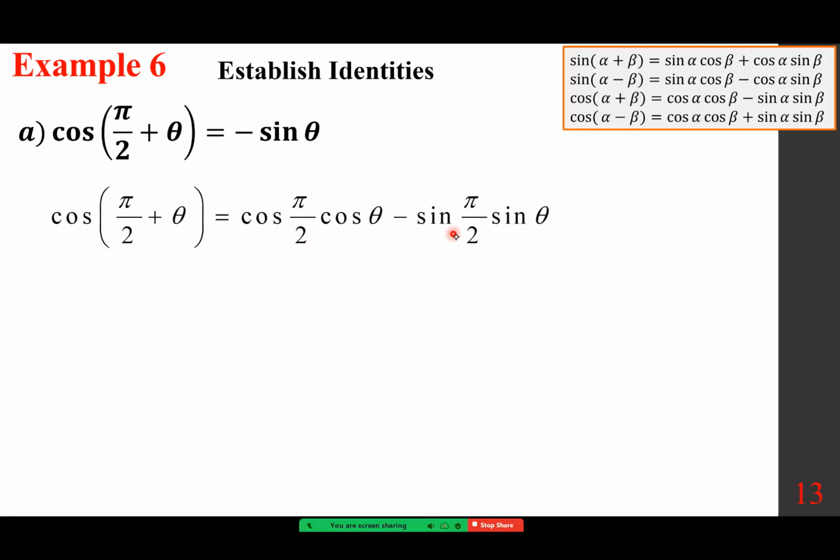is cosine of pi over 2 cosine theta minus sine of pi over 2 sine theta. So again, pretty straightforward, everybody. And all we have to do is evaluate it. As you know, cosine of pi over 2 is 0 and sine of pi over 2 is 1. So plug in. Therefore, this goes away, becomes 0. This becomes negative sine theta, and everybody's happy.